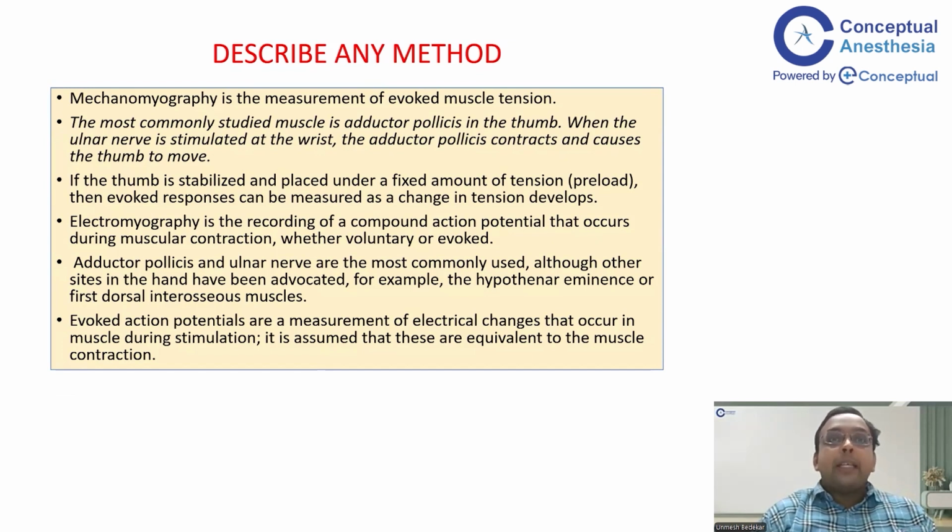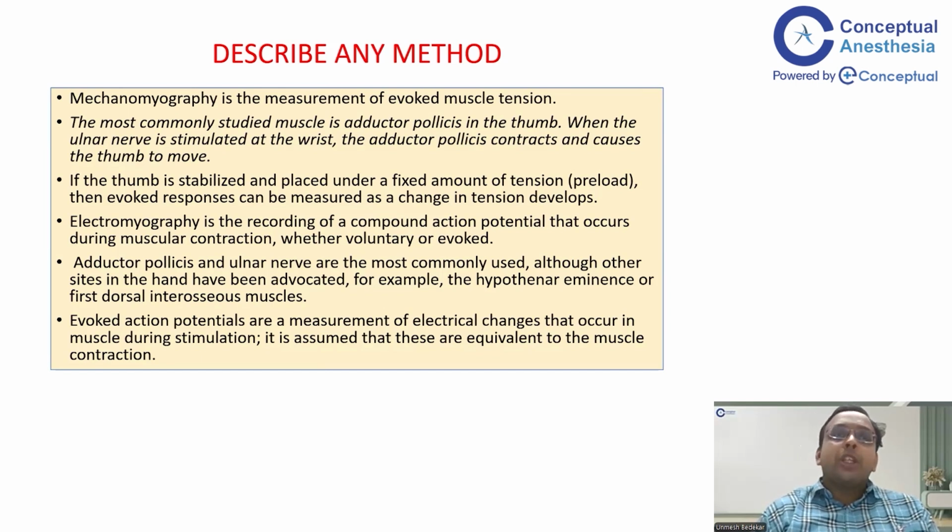Now, if the thumb is stabilized and fixed under a fixed amount of tension, also known as the preload, then the evoked responses can be measured as a change in this tension which develops at the thumb. And electromyography is the recording of a compound action potential that occurs during muscular contraction, whether voluntary or evoked.